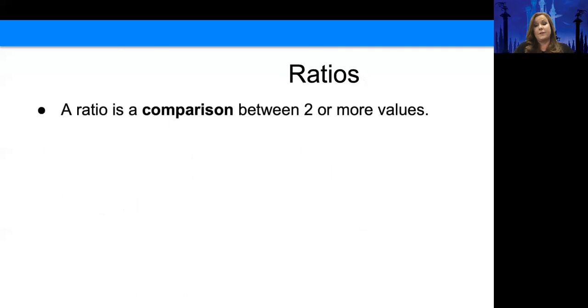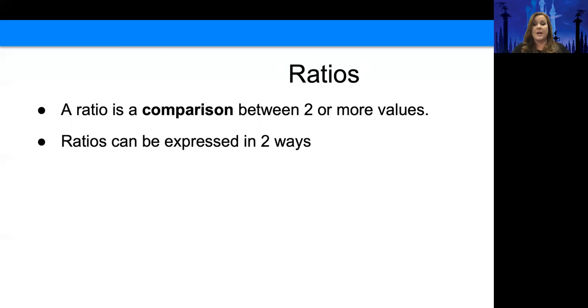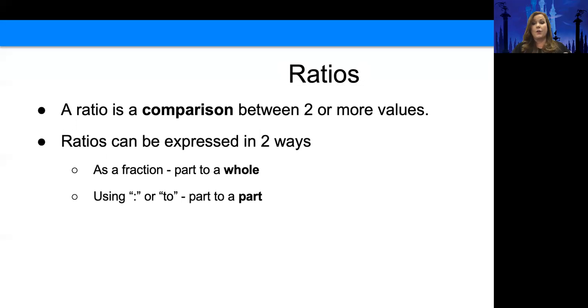Now, ratios. Ratios are when we compare two values, okay? Again, this isn't a fraction. This is a comparison. They can be expressed two ways. We can express them as a fraction, and we call this fractional notation. Or we can use the colon, as you see here. We can use the colon or the word to.